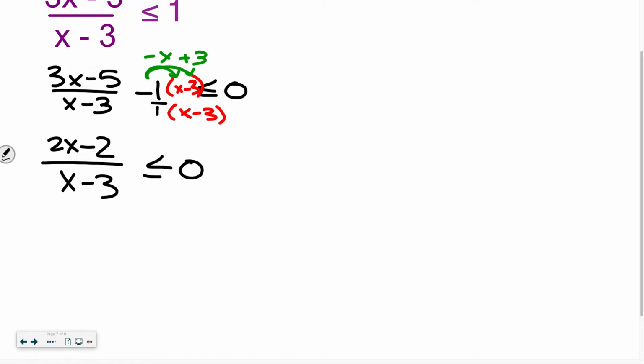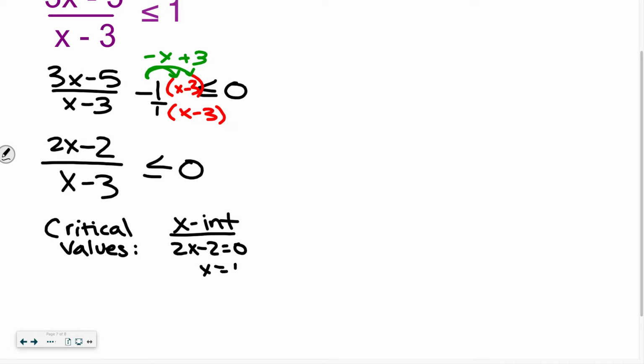Okay. You could think in your head, factor out a 2 right here. It's 2 times x minus 1, but there is no hole that I have to worry about. So I can go ahead and do my critical values. That's going to be an x-intercept. Set my numerator equal to 0. So x equals 1. And that's going to be a vertical asymptote. Set my denominator equal to 0. So that's x equals 3.